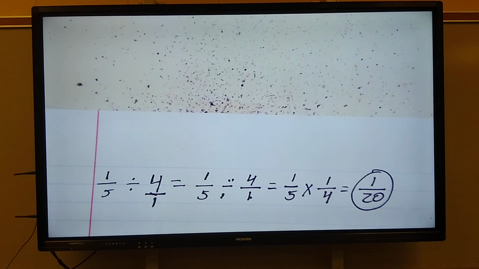So there you have it, you little 5th graders. Today we did fractions divided by whole numbers. Tomorrow we'll do whole numbers divided by fractions. So get to work.